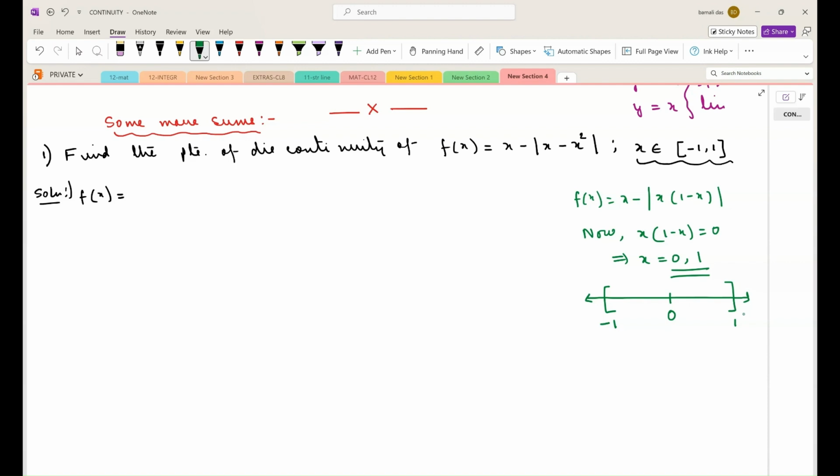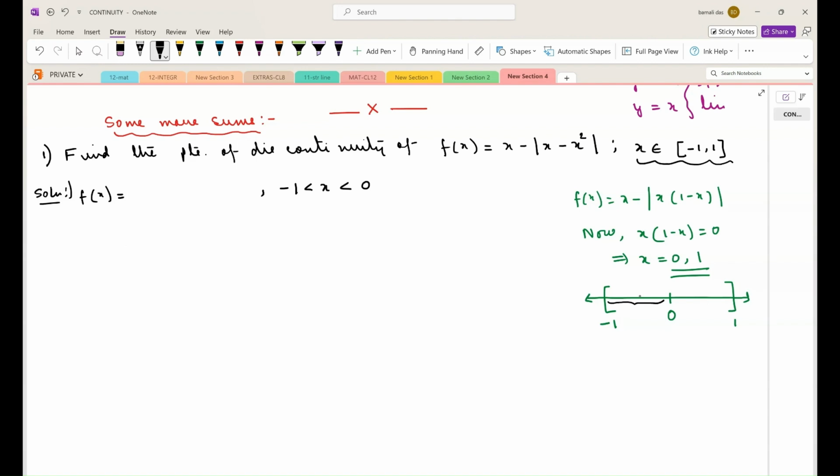So now we are going to redefine the function. First, the first branch that we will take is this one, that is x lies between minus 1 to 0, that is this portion here. So the region in which x lies is minus 1 less than x less than 0, that is this region.